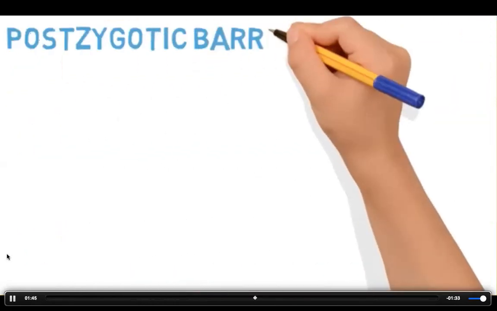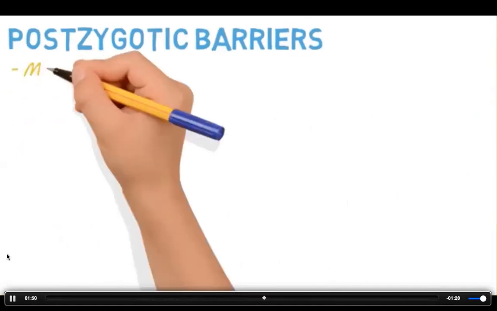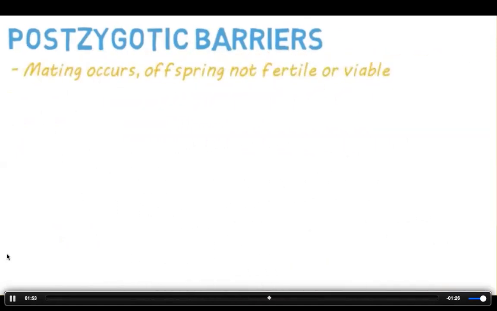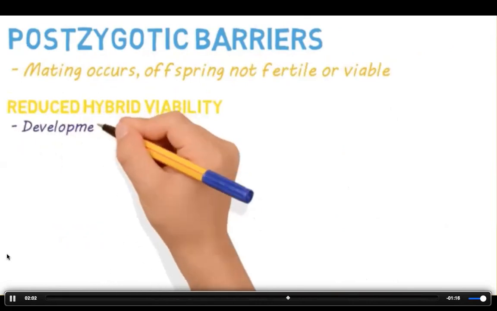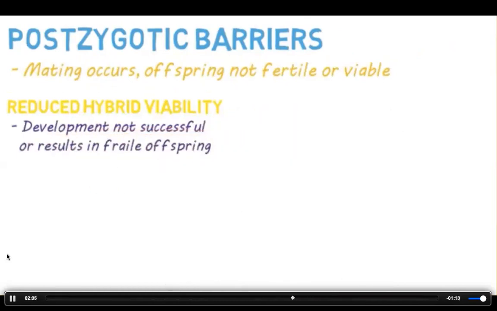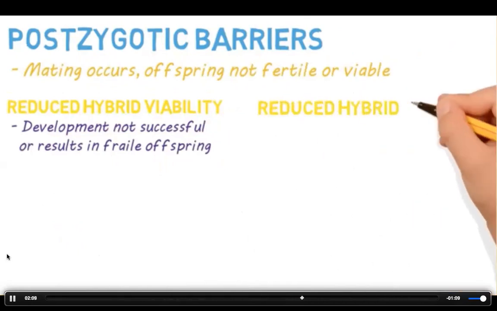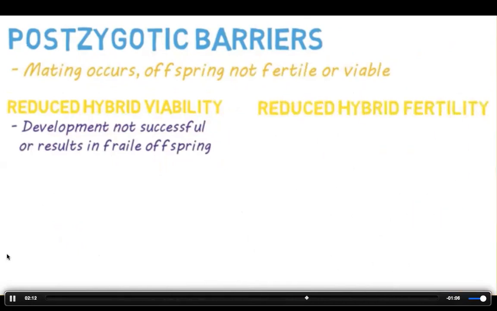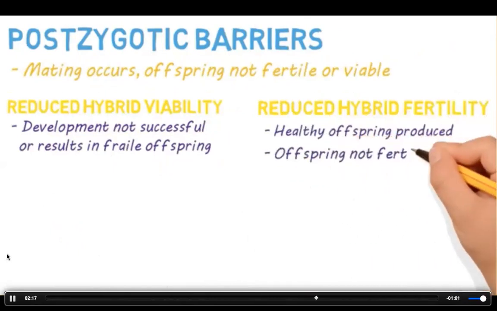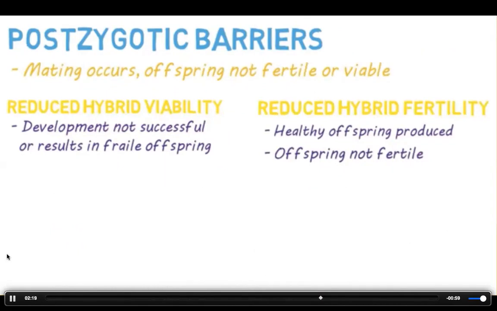Now to post-zygotic barriers. Again, these barriers occur after fertilization has occurred, so mating happens, but no viable or fertile offspring is produced. These include reduced hybrid viability, in which case there is successful fertilization, but development is not successful or results in very weak offspring, which is prone to early death. Another example is reduced hybrid fertility, in which case a mating is successful at producing offspring, a hybrid of the parents, but the offspring is not fertile and thus produces no offspring of its own.